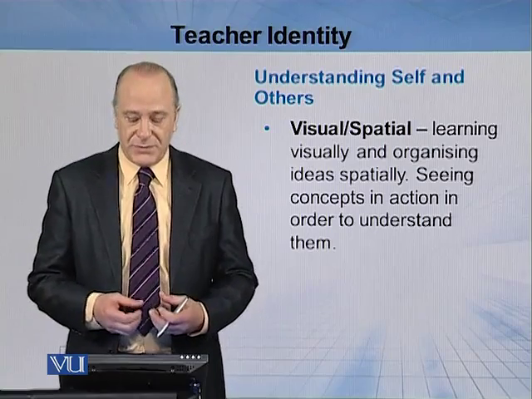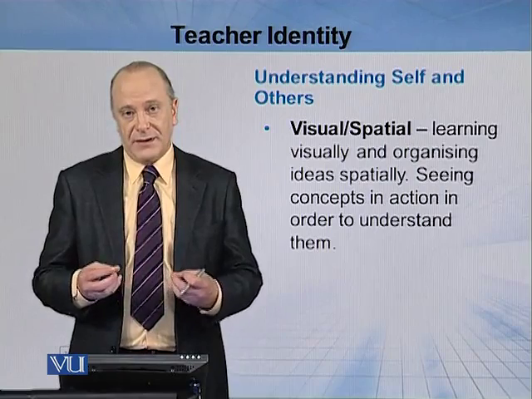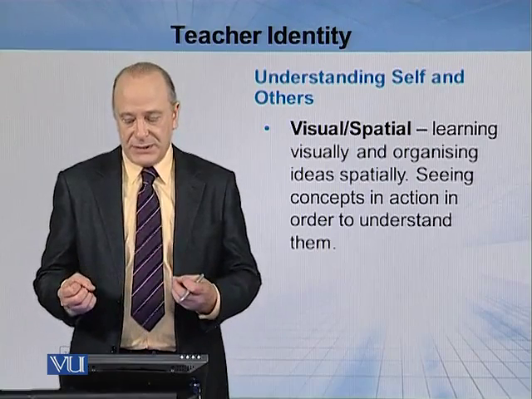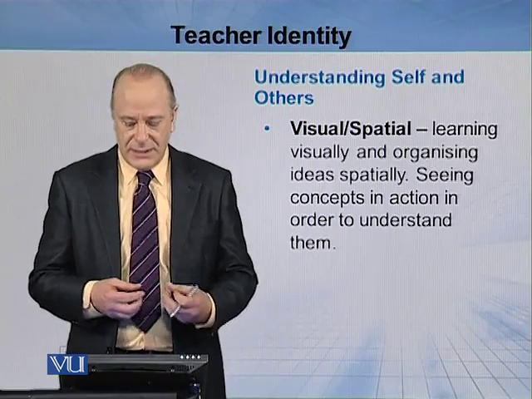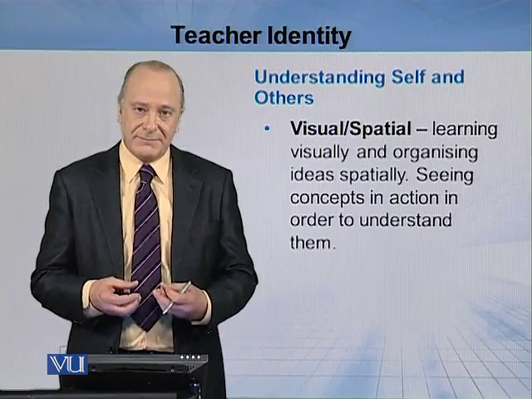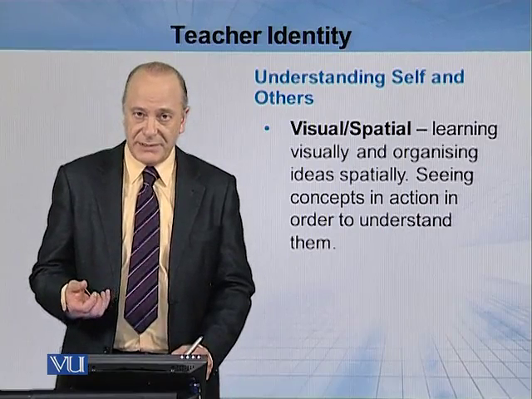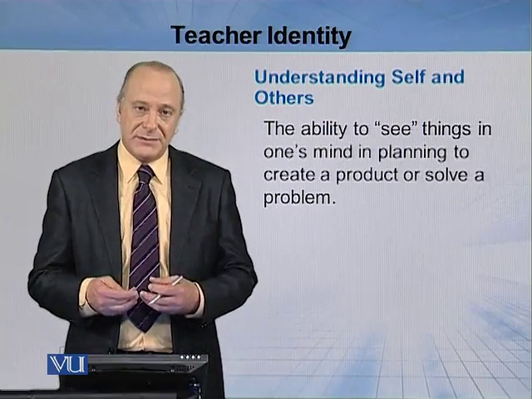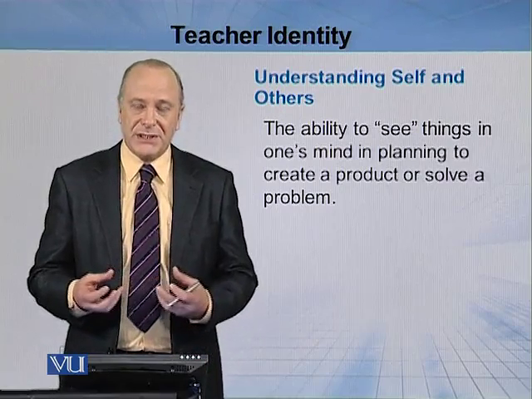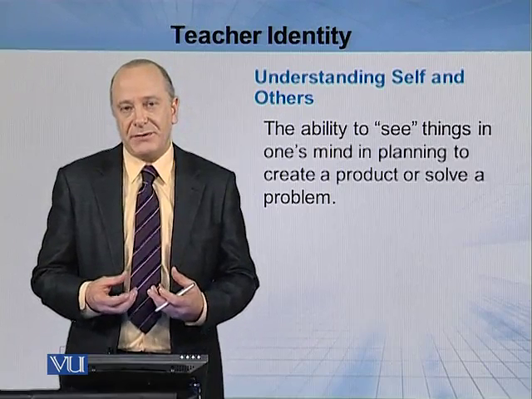The visual spatial component is about learning visually and organizing ideas visually, spatially, seeing what concepts come together in action and how we understand them. This might be translated into diagrams, for example, in a learning journal. It's the ability to see things very clearly, to get a picture of things in the mind. How are things working out?